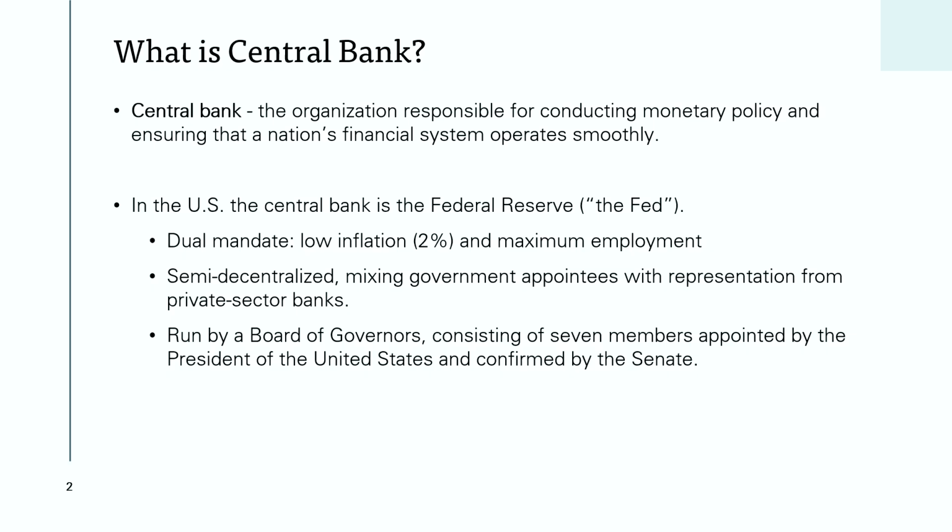The Federal Reserve has what is known as a dual mandate. This means that it has two main goals: maintaining low and stable inflation, which is typically interpreted as around 2%, and promoting maximum employment. The structure of the Fed is semi-decentralized, meaning it combines government appointees with representation from private sector banks. It is run by a Board of Governors consisting of 7 members who are appointed by the President of the United States and confirmed by the Senate.